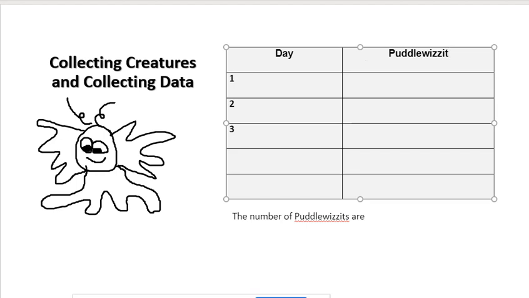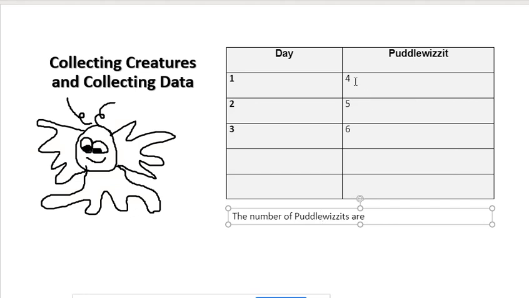Now, we just simply have to fill in the information that we heard in that paragraph that I first read to you. So if you remember, on day 1, we caught 4 puddle wizards. On day 2, we caught 5, and on the third day, we caught 6. It keeps telling me I'm spelling this imaginary creature wrong, but in this case, we are actually correct.